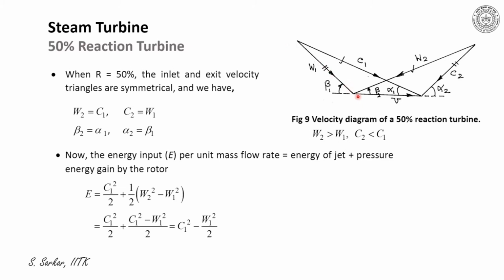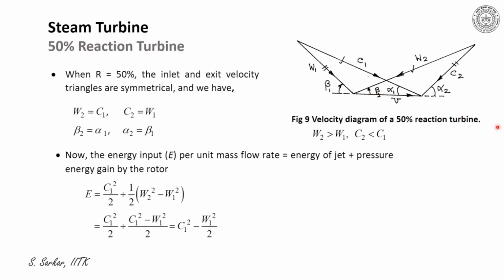Thus W1 plus U is equal to C1, and beta 1 and alpha 1 are the relative and absolute angles, while W2 plus U would be equal to C2, and I have also indicated beta 2 and alpha 2.